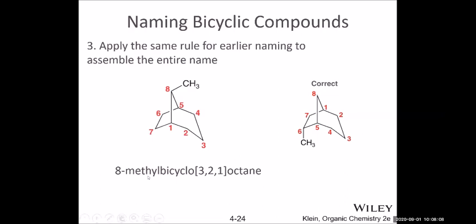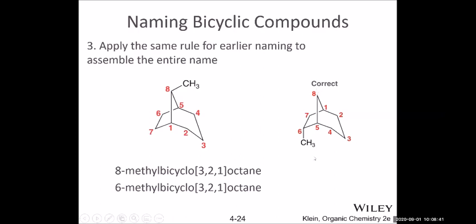The name is bicyclo, and in the brackets, we start from the longest arm and count how many atoms. This is the longest arm, 3 carbons, this is the second longest, 2 carbons, and the last is the third arm, only 1 carbon. There are 8 carbons in the main chain, not counting the methyl group, so the name is octane. It's pretty straightforward.